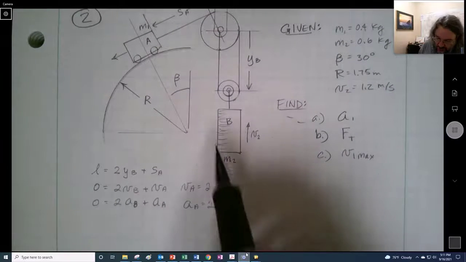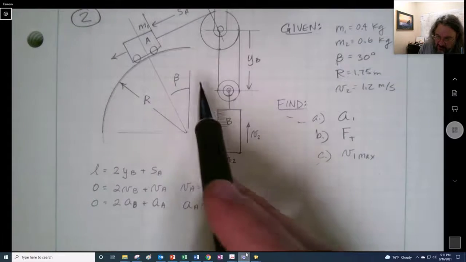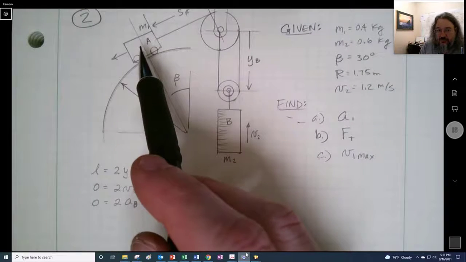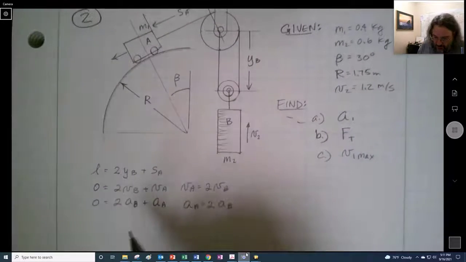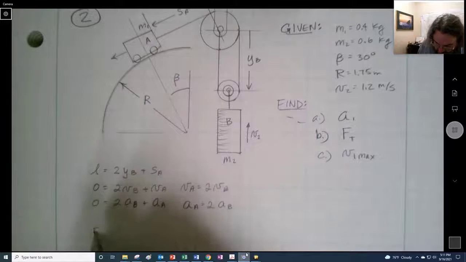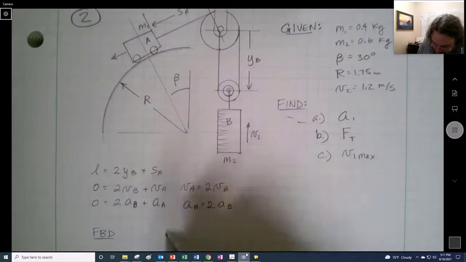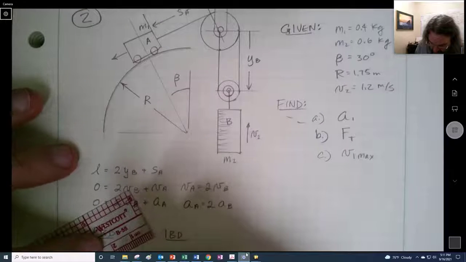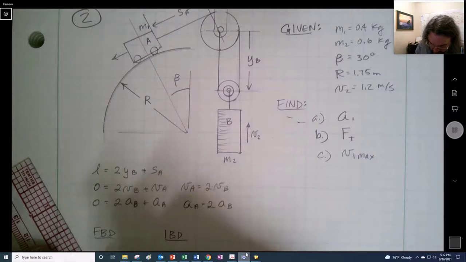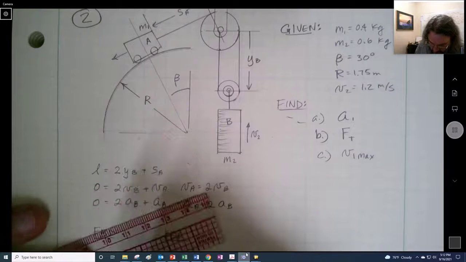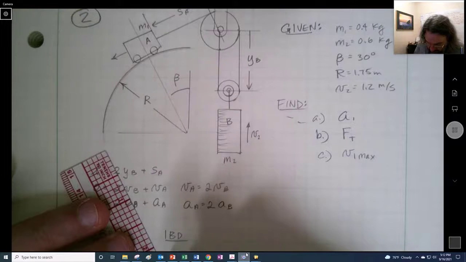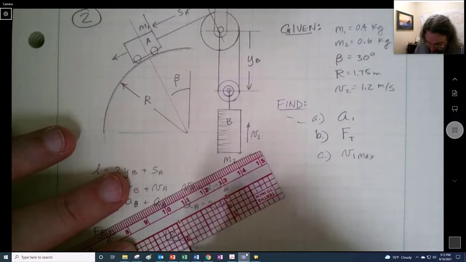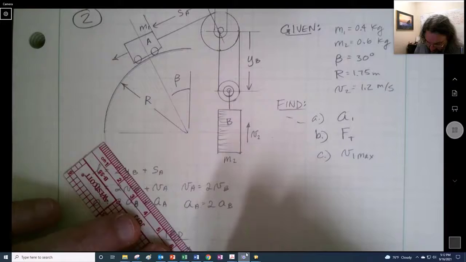So let's go here, and we need to do 2 separate sets of FBD IBDs, one for this and one for here. There's 2 separate motions taking place. So let's do the cart FBD first. Over here, a FBD IBD. I didn't do a very good job of making that a nice rectangle, and I didn't put them side by side with each other.